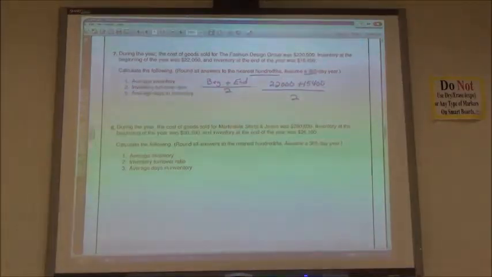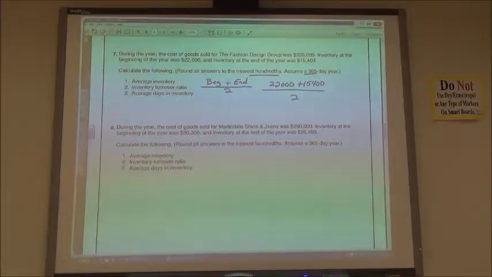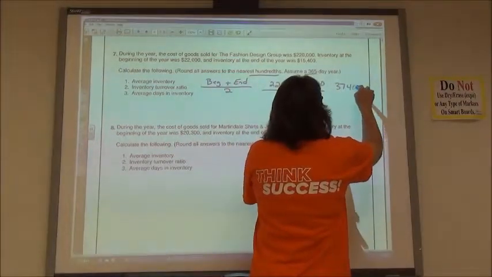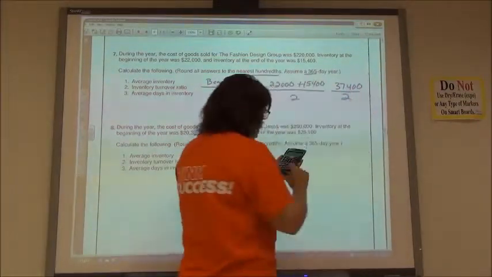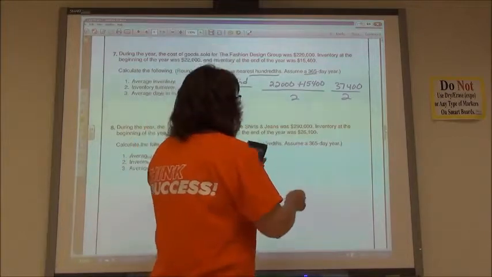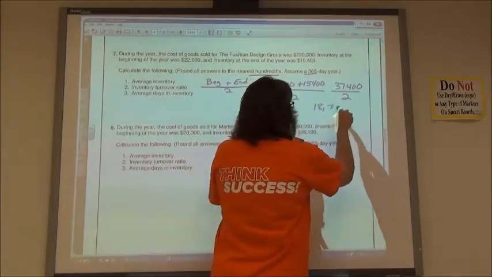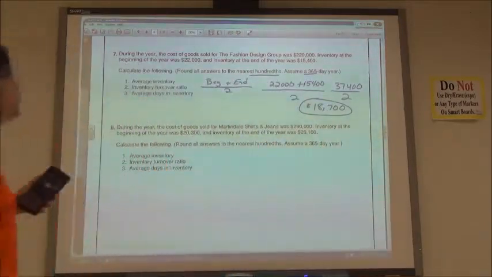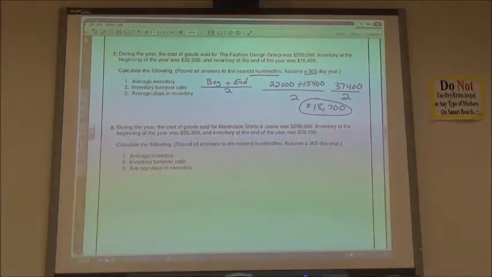We're going to divide that by 2 to find the average, but first we need to add them together to find our top number. So 22,000 plus 15,400 gives me 37,400. I'm then going to divide by 2 to find the average, and so $18,700 is the average inventory that we had that year.